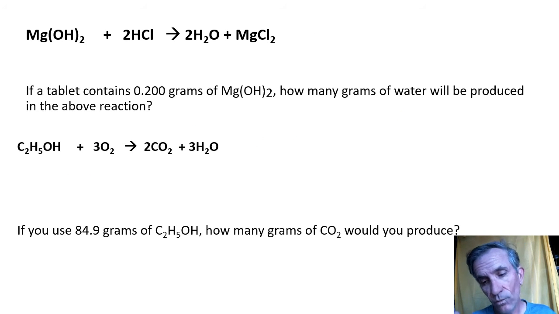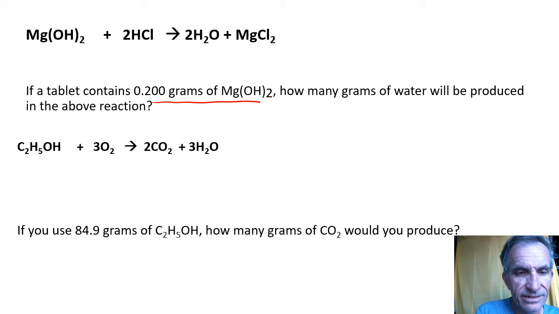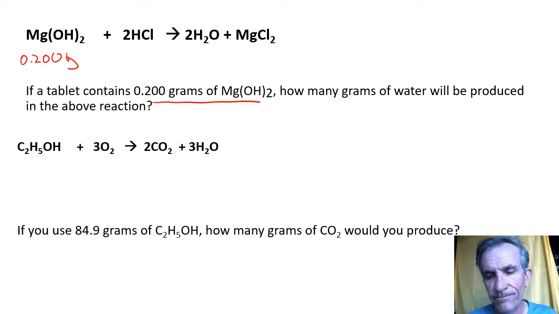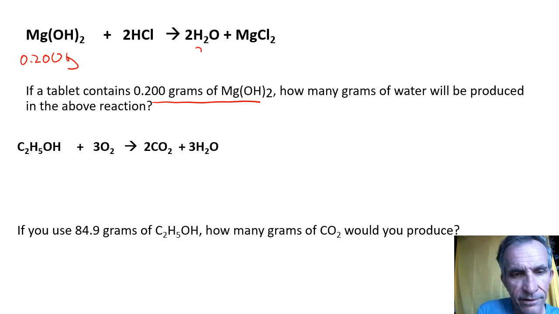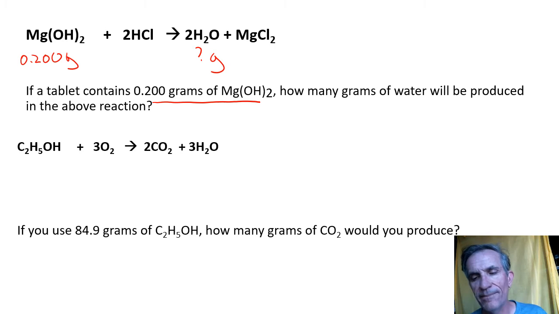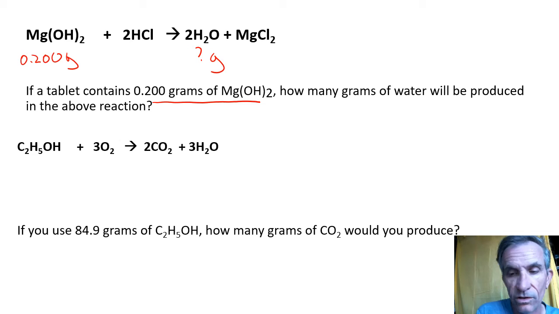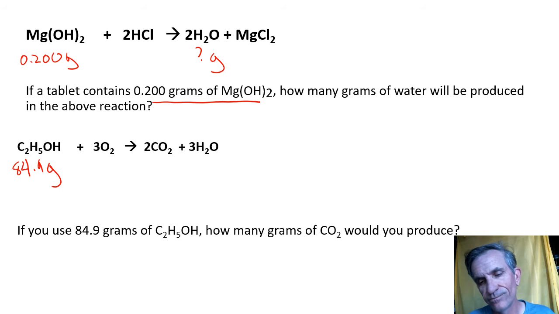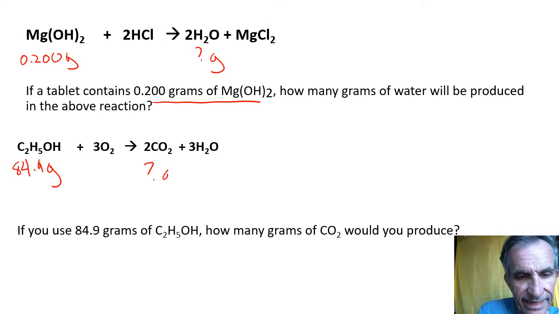So one example we talked about was eating a little antacid tablet, and we said, if you eat 0.2 grams of this antacid tablet, how many grams of water would you make? We saw that earlier in this lecture, didn't we? And then we did another example where I talked about what if you burn some alcohol. If you start off with 84.9 grams of alcohol, how much carbon dioxide would you make?